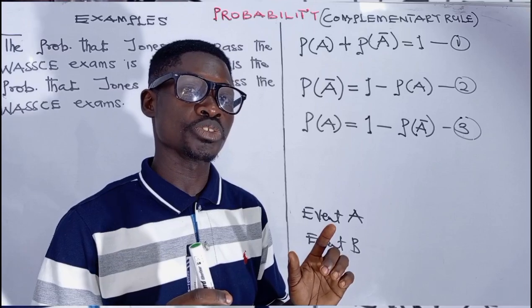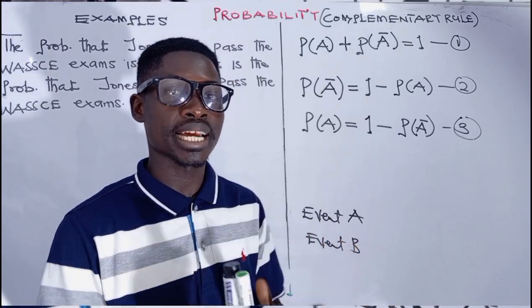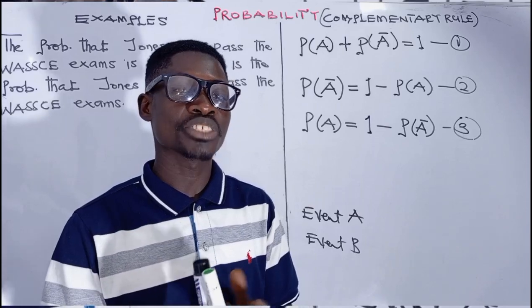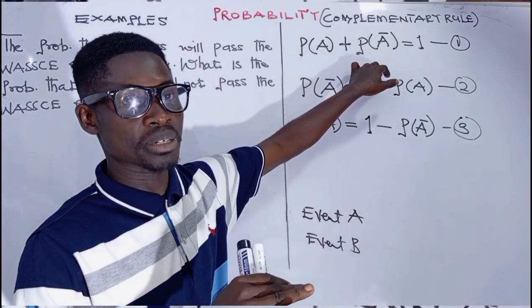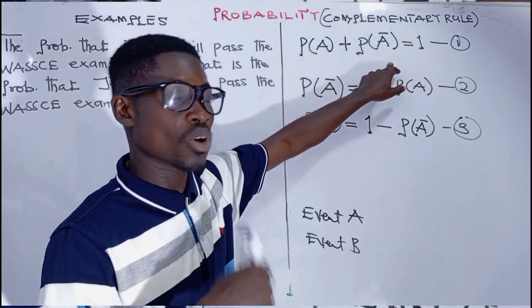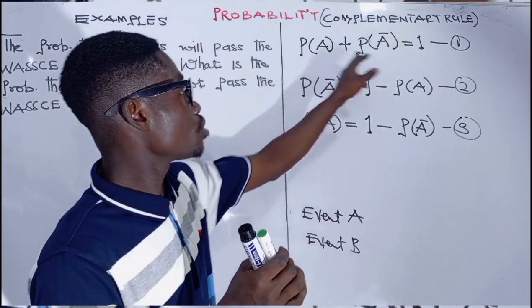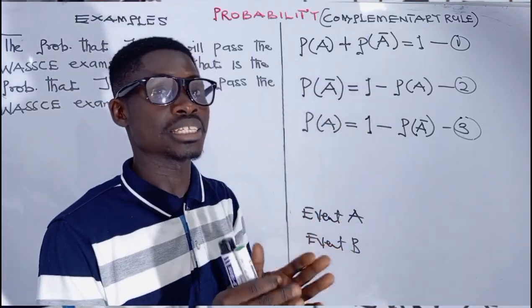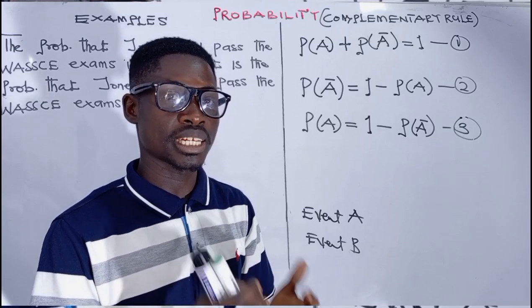One thing that you should take note of is that complementary events are mutually exclusive. Mutually exclusive means that these two events can't happen at the same time. It is either this happens and this does not happen, or this does not happen and this happens. But the two events can't happen at the same time. So we say that complementary events are mutually exclusive.